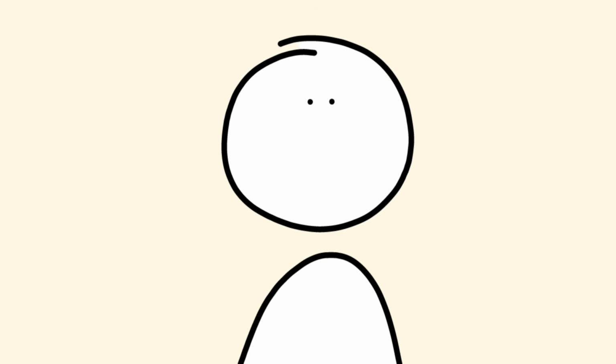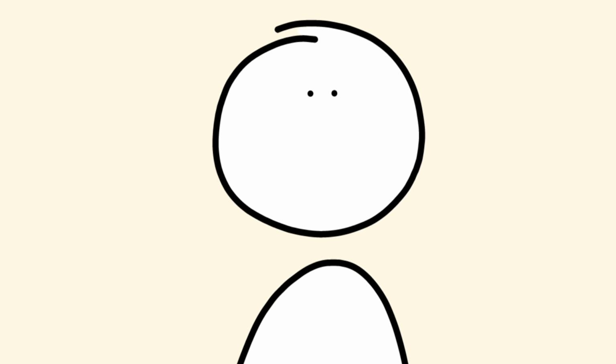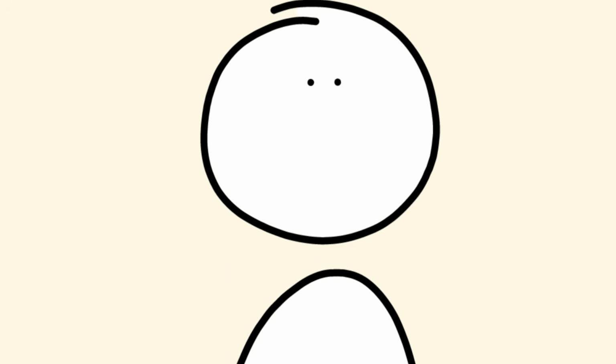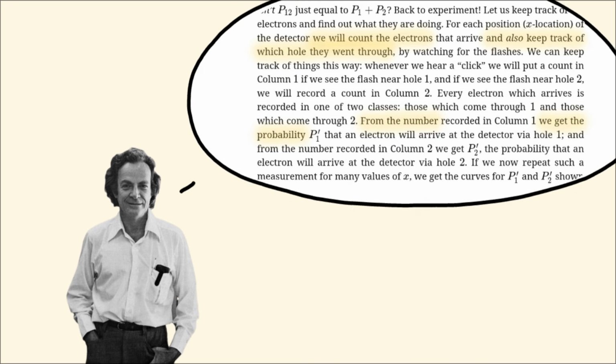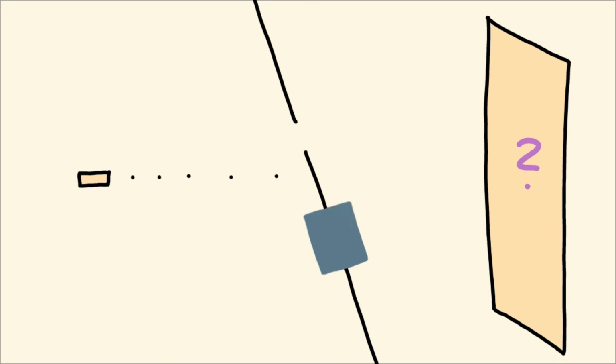So far, so good. But we're getting close to the misleading part, the myth we all fell for. Feynman says we will count the electrons and also keep track of which hole they went through. From the numbers we get the probabilities that an electron will arrive via hole 1 or hole 2. The curves are similar to what we got by blocking hole 1 or 2.